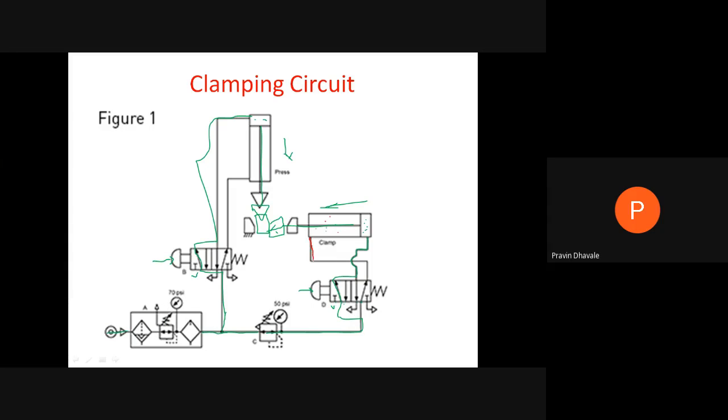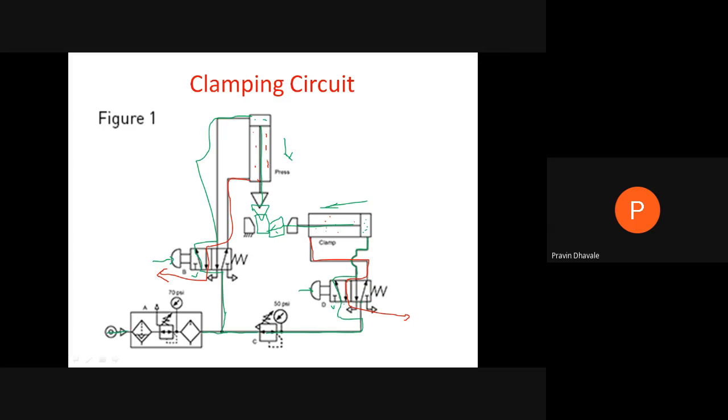It will take the flow path. It will be coming over here, coming over here, and it will be thrown out. Similarly, the air here will be coming over here. We take this path and it is thrown to the exhaust.